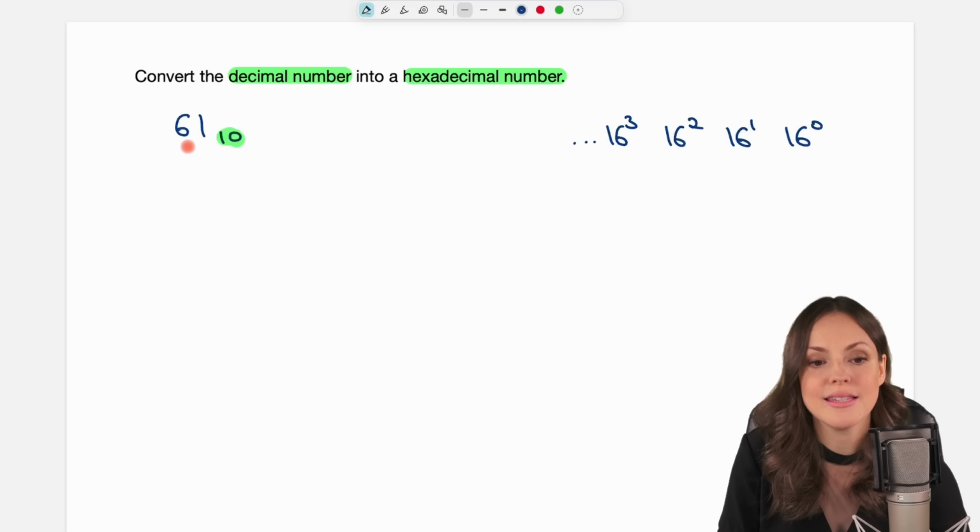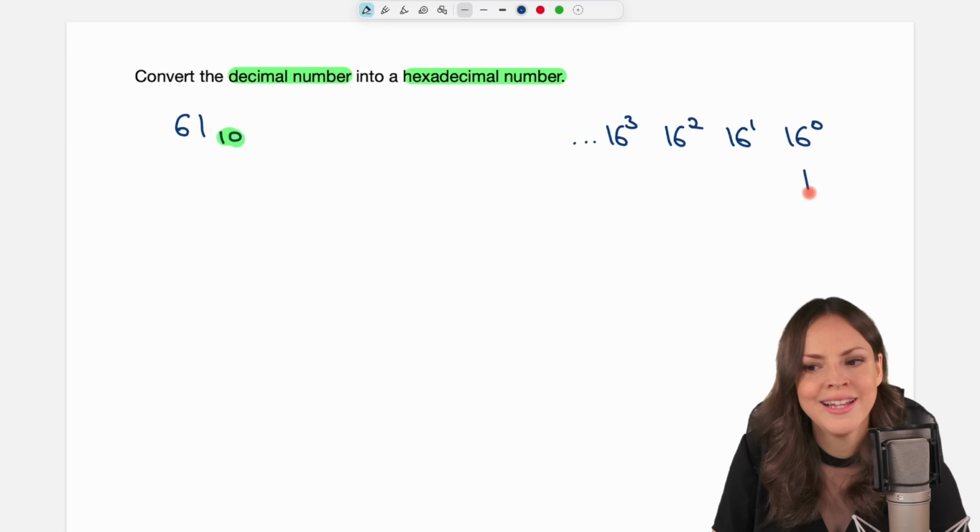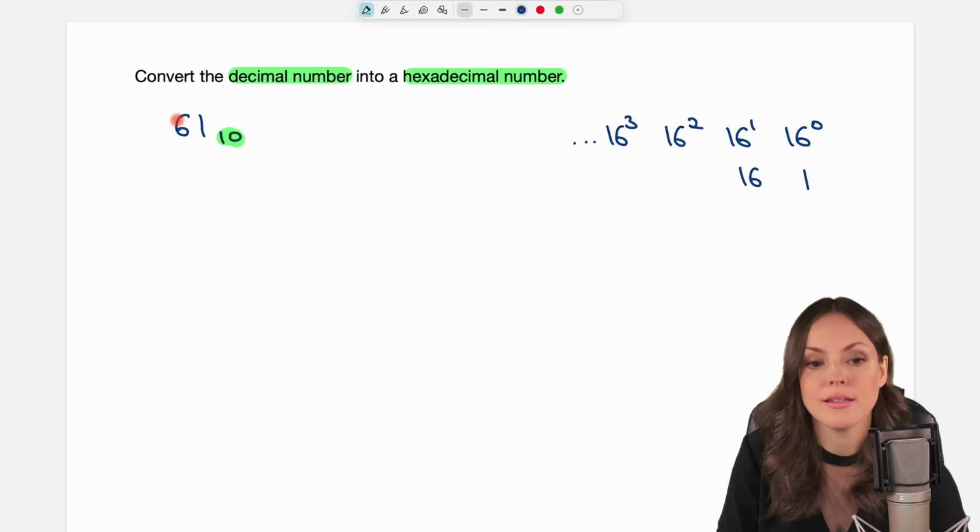This all depends on how large your number is. We work with the 61, so if we start calculating our elements, let's start here with the smallest. 16 to the power of 0 equals 1. The 1 is pretty small, definitely smaller than the 61, so we keep going. 16 to the power of 1 is equal to 16, is still smaller than the 61, so we keep going.